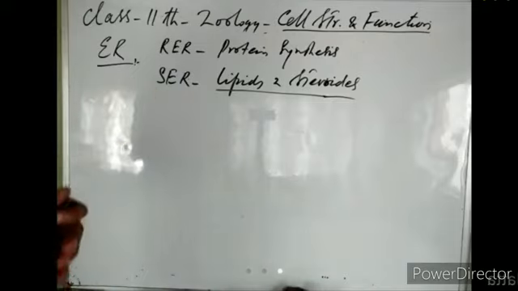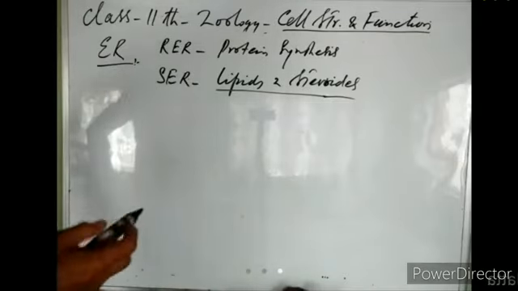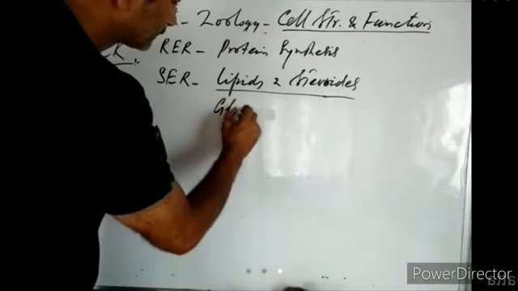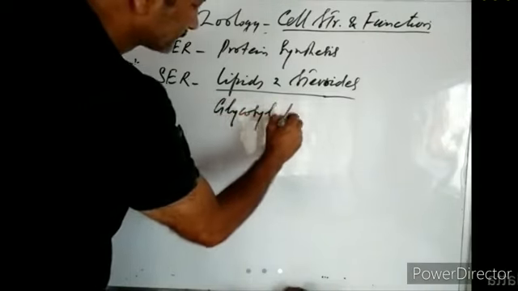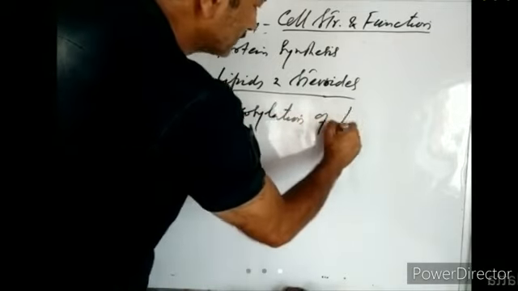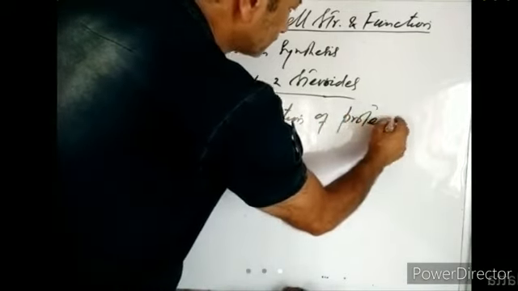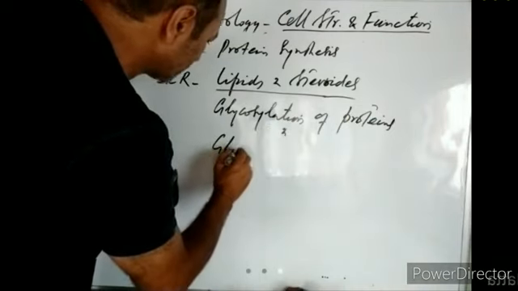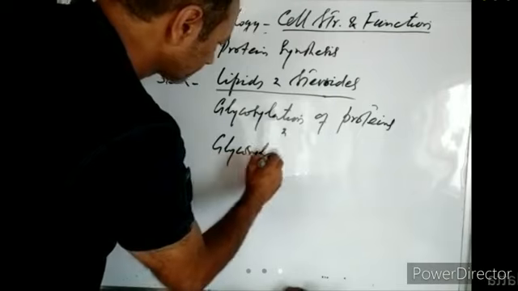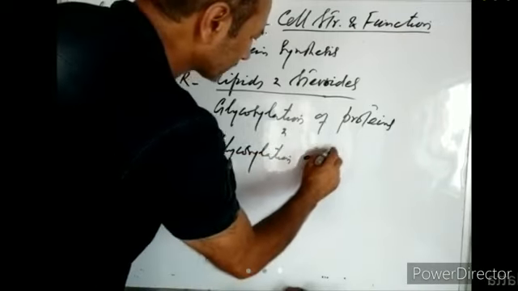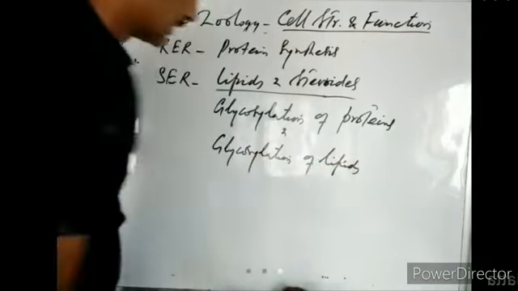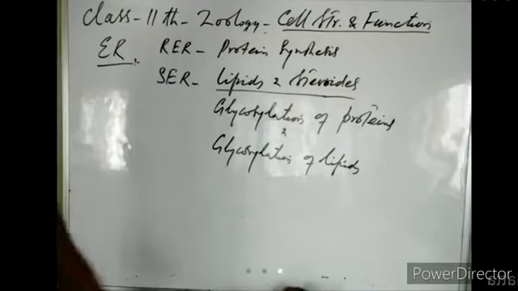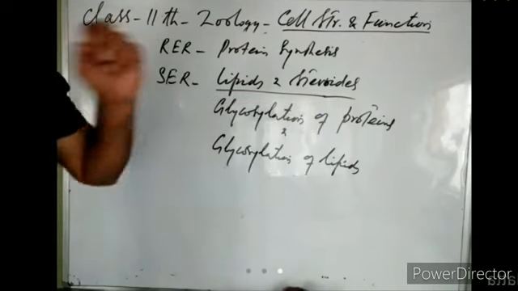In addition to that, this smooth endoplasmic reticulum is also involved in glycosylation of proteins and lipids. So what is glycosylation? Smooth endoplasmic reticulum is also involved in glycosylation of proteins and glycosylation of lipids.